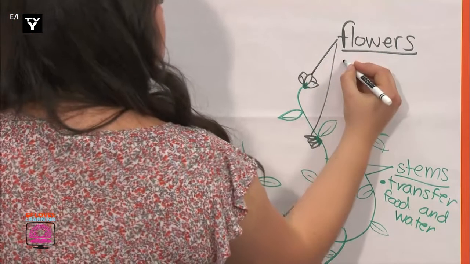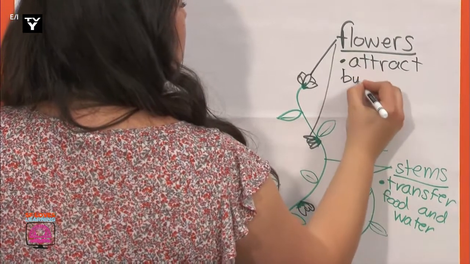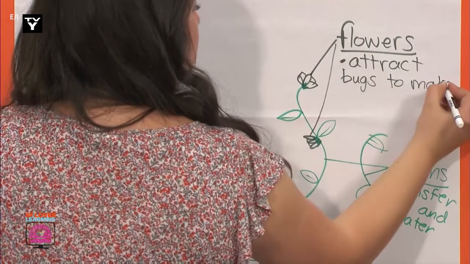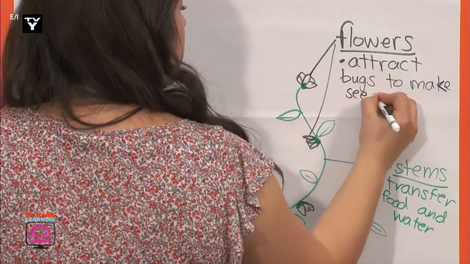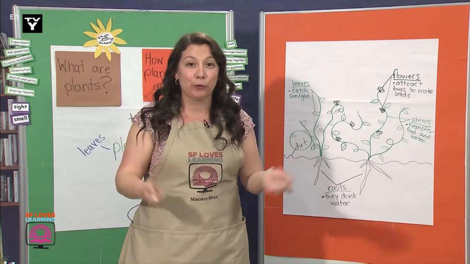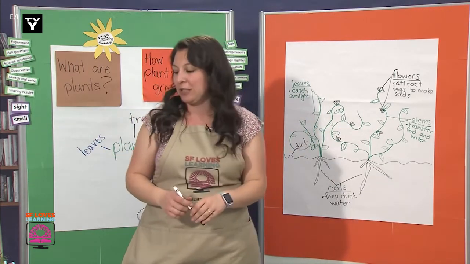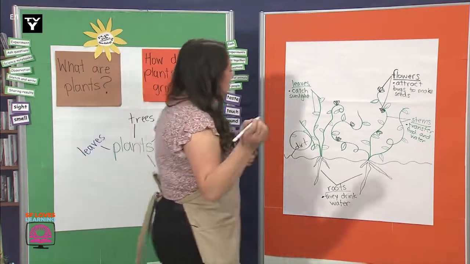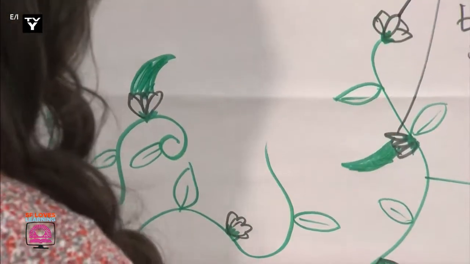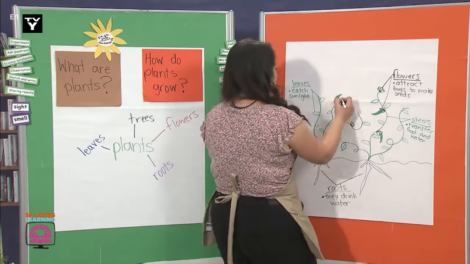So flowers attract bugs to make seeds. Okay. Next, we're going to draw the fruit part of the pea plant. The pea. Draw it with me and write fruit next to it. Oh, and I need to add the label fruit.